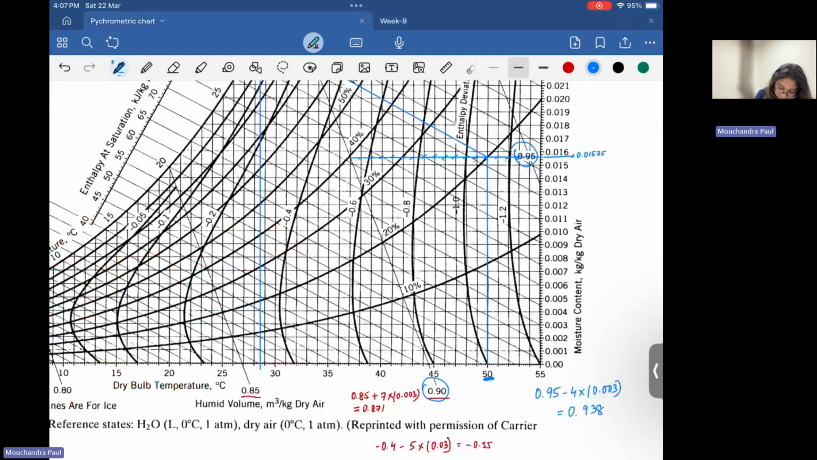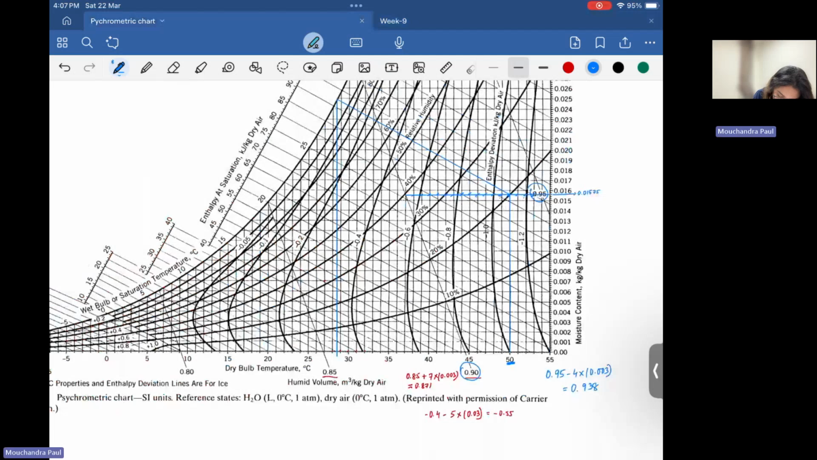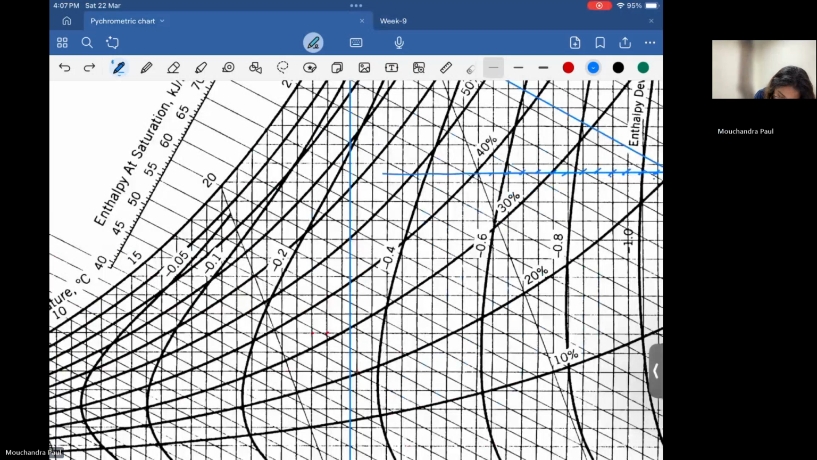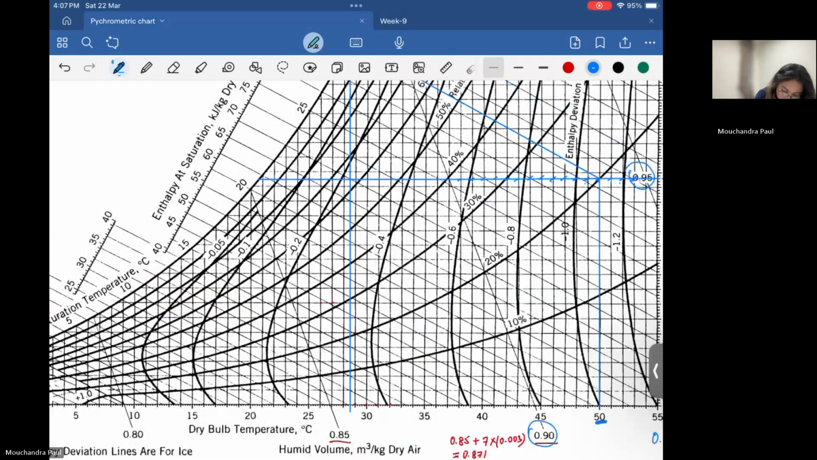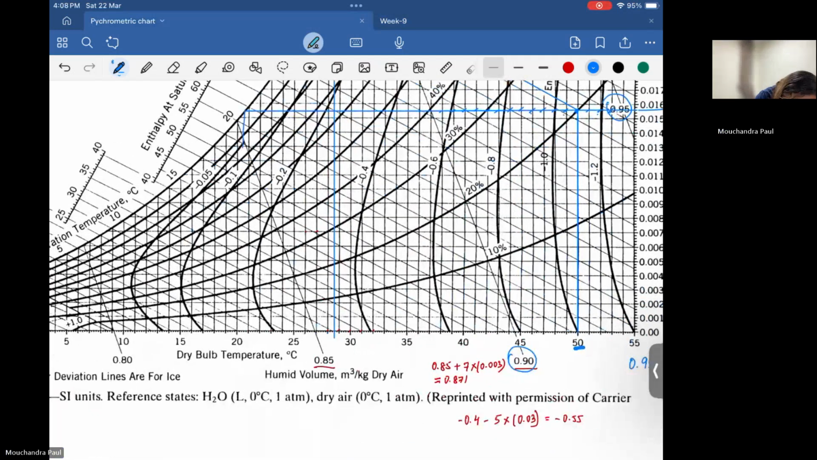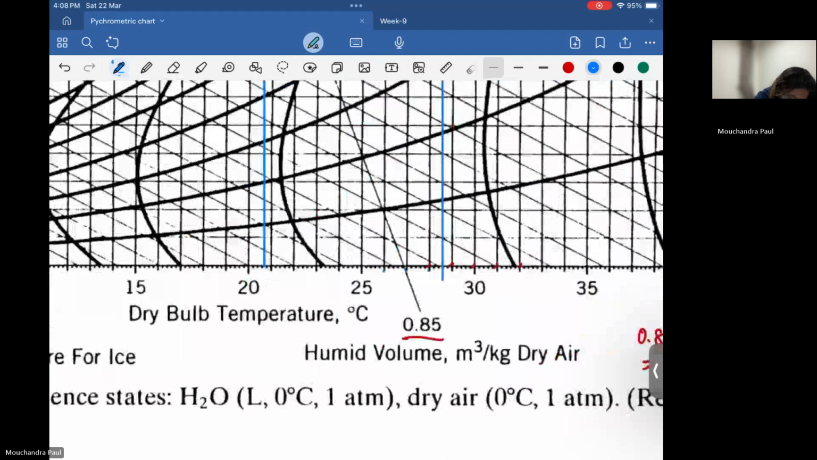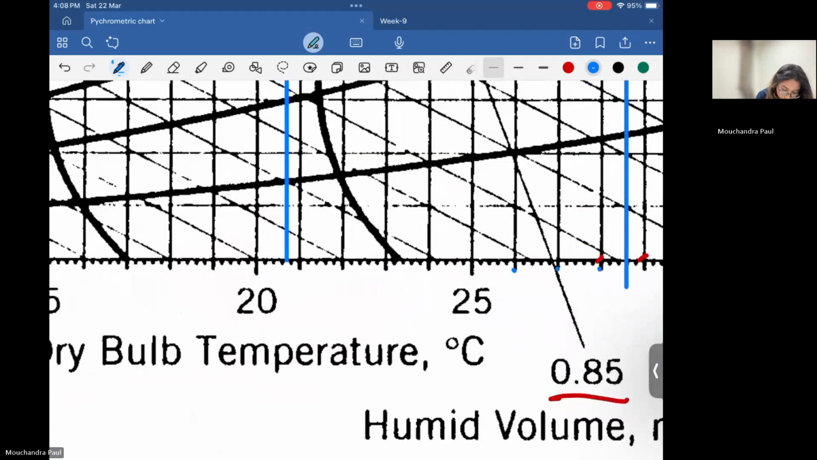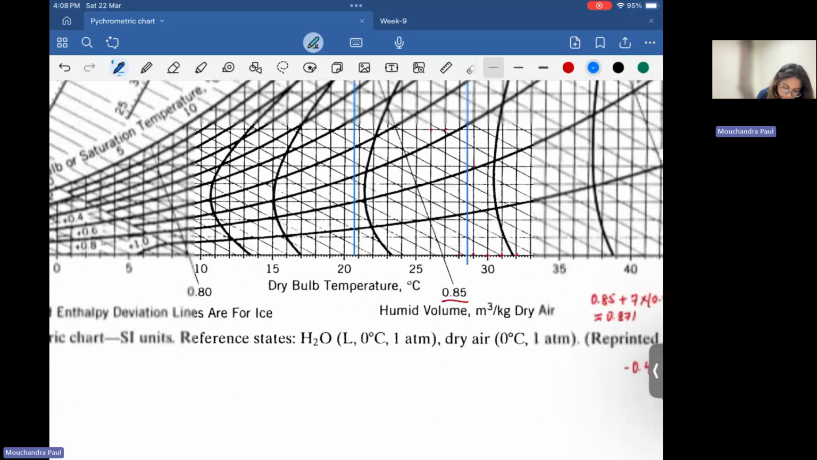What is the dew point? So you have to draw a horizontal line and then extend it. So it is coming close to 20.3, I would say.